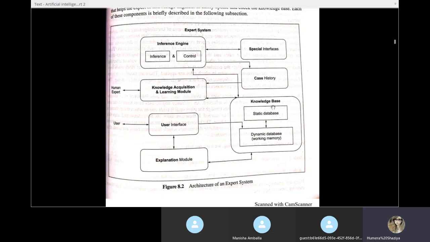A static database is a fixed database. A dynamic database is a growing database which will incorporate real world knowledge as and when new knowledge is created, that is being added to the dynamic database. So you have two types of databases in your knowledge base. This entire thing is a knowledge base. A knowledge base is a collection of domain knowledge.